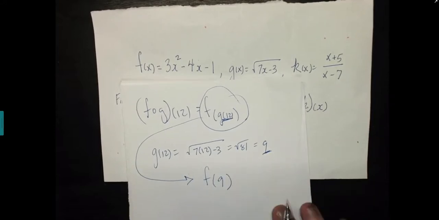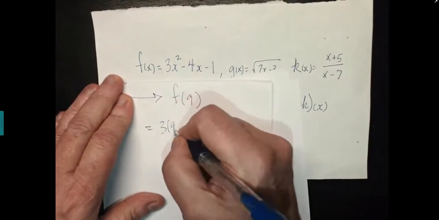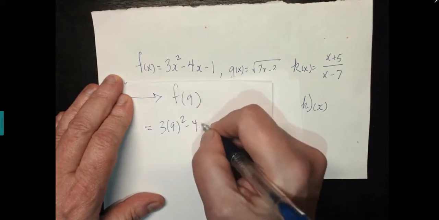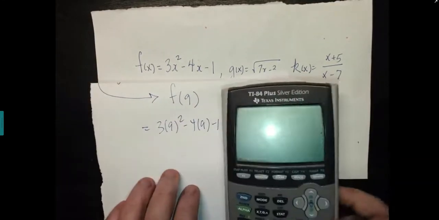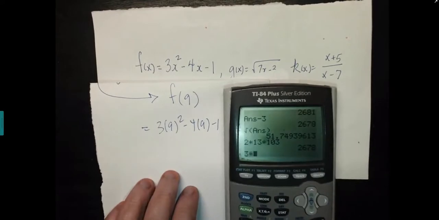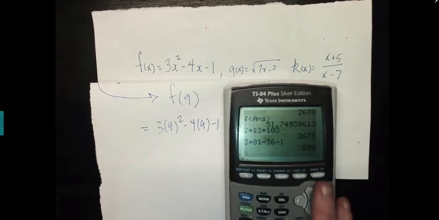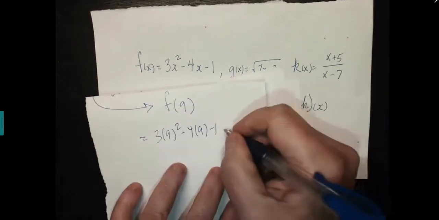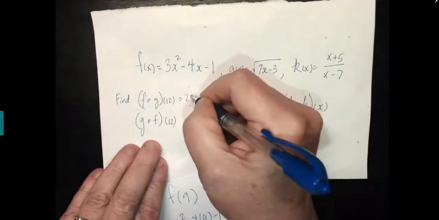And f evaluated at 9, well, I'm going to take the formula for f, and everywhere there's an x in it, I'm going to replace it with a 9. And so that's going to be 3 times 81 minus 36 minus 1, and that'll get me 206. So that's my answer for that one.